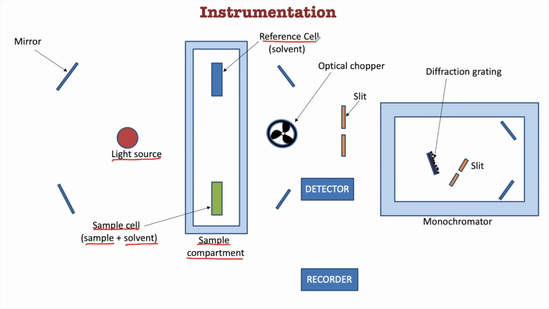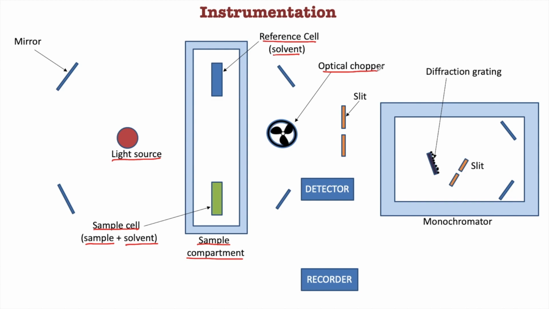Second, we have the reference cell within the same sample compartment, where the solvent is filled in. The same solvent is used which was used to prepare the solution for the solid compound. Then we have the optical chopper. The optical chopper is rotating and it has two sections, the black section and the transparent section. The black section will not allow the light to pass through it. As a result, it will be reflected back. Whereas the transparent section will allow the light to pass through it.